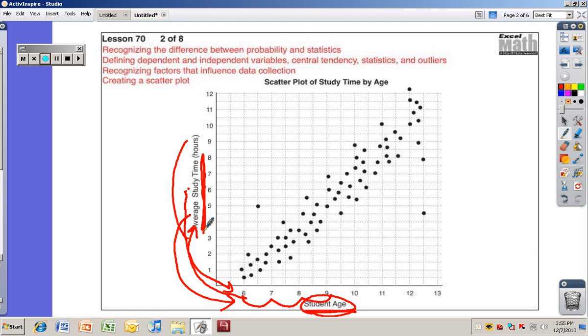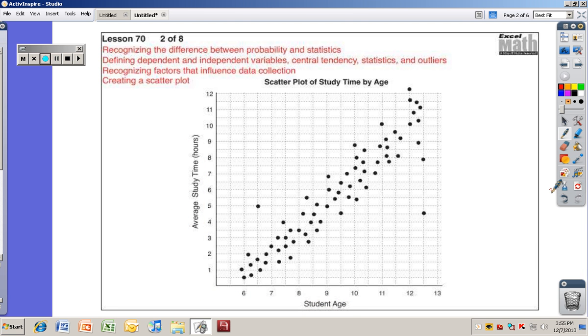However, when you look at it the other way around, it makes a little bit more sense. If you are 7, the amount of time you study is going to be different from the amount of time that you would study if you were 12. And so the study time depends on how old you are. Your age does not depend on how much time you study. It's very difficult. Hopefully you can get that. I'm going to have to go ahead and move on.